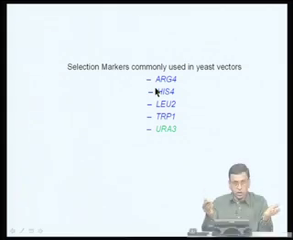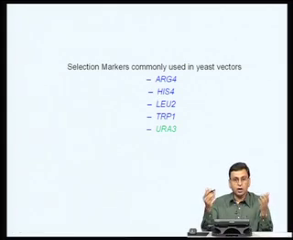Therefore, you can select for recombinants by plating them on a medium which does not contain arginine. All those cells which have taken up the plasmid, by virtue of the presence of ARG4 on the plasmid, can make arginine and therefore, can survive and grow even in the absence of arginine, right.